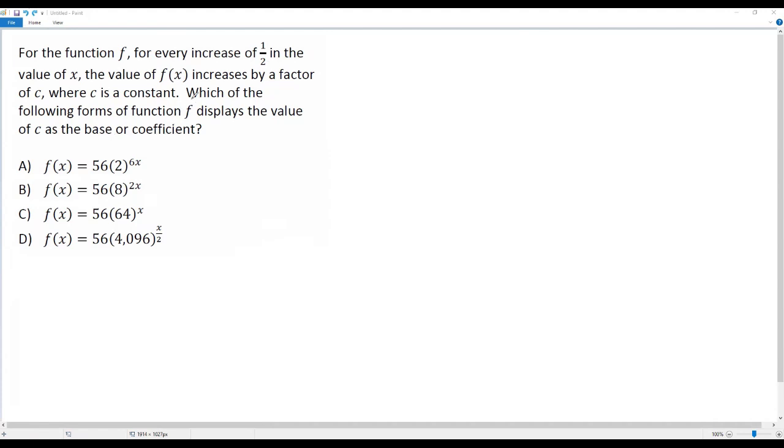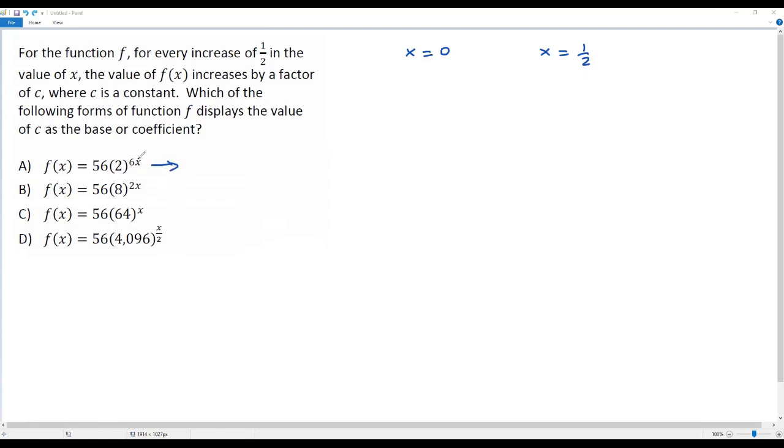According to the information, the value of x will be increased by 1/2. Let me take the initial value of x as 0 and the other value of x as 1/2, because x increases by 1/2. Now, let's get the value of the function f(x) in each answer choice when x equals 0.